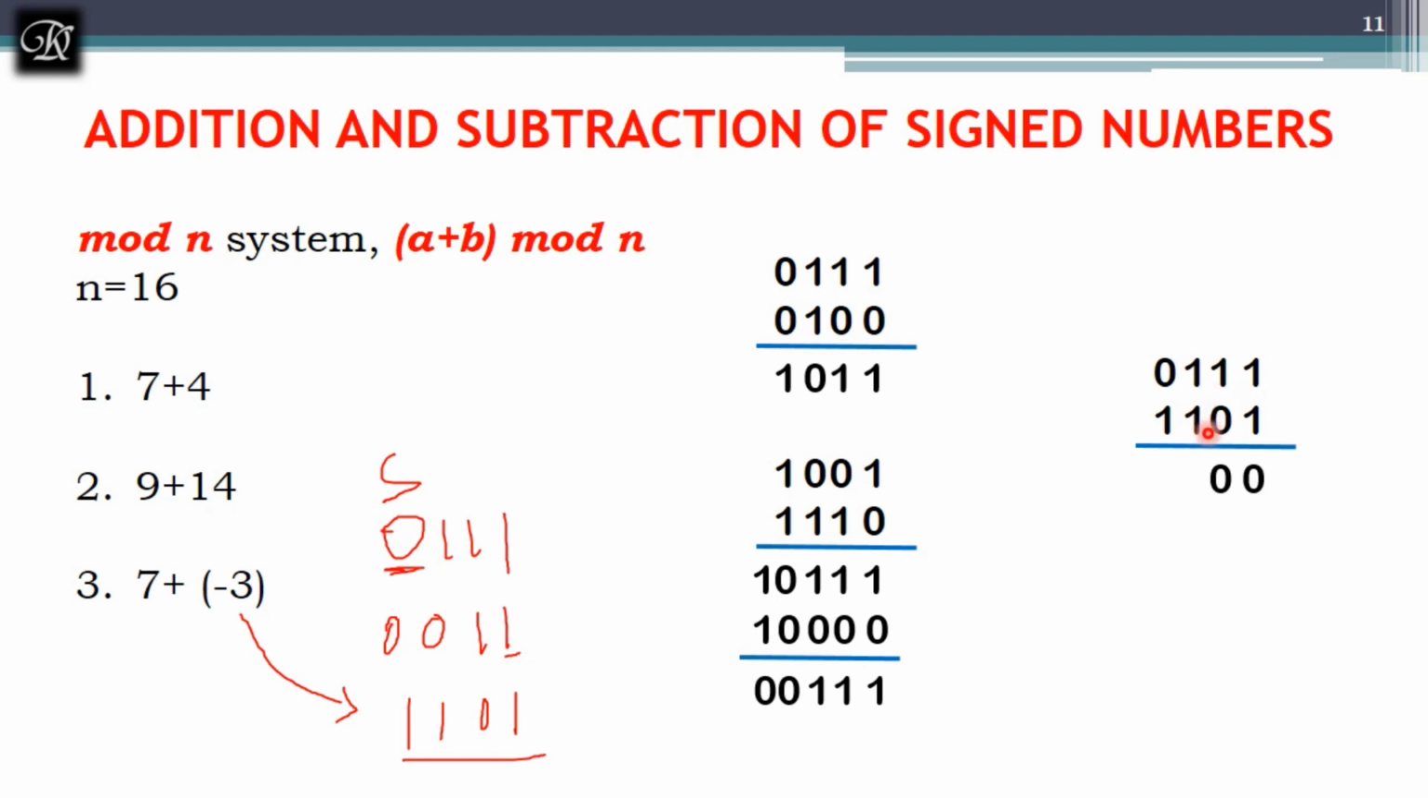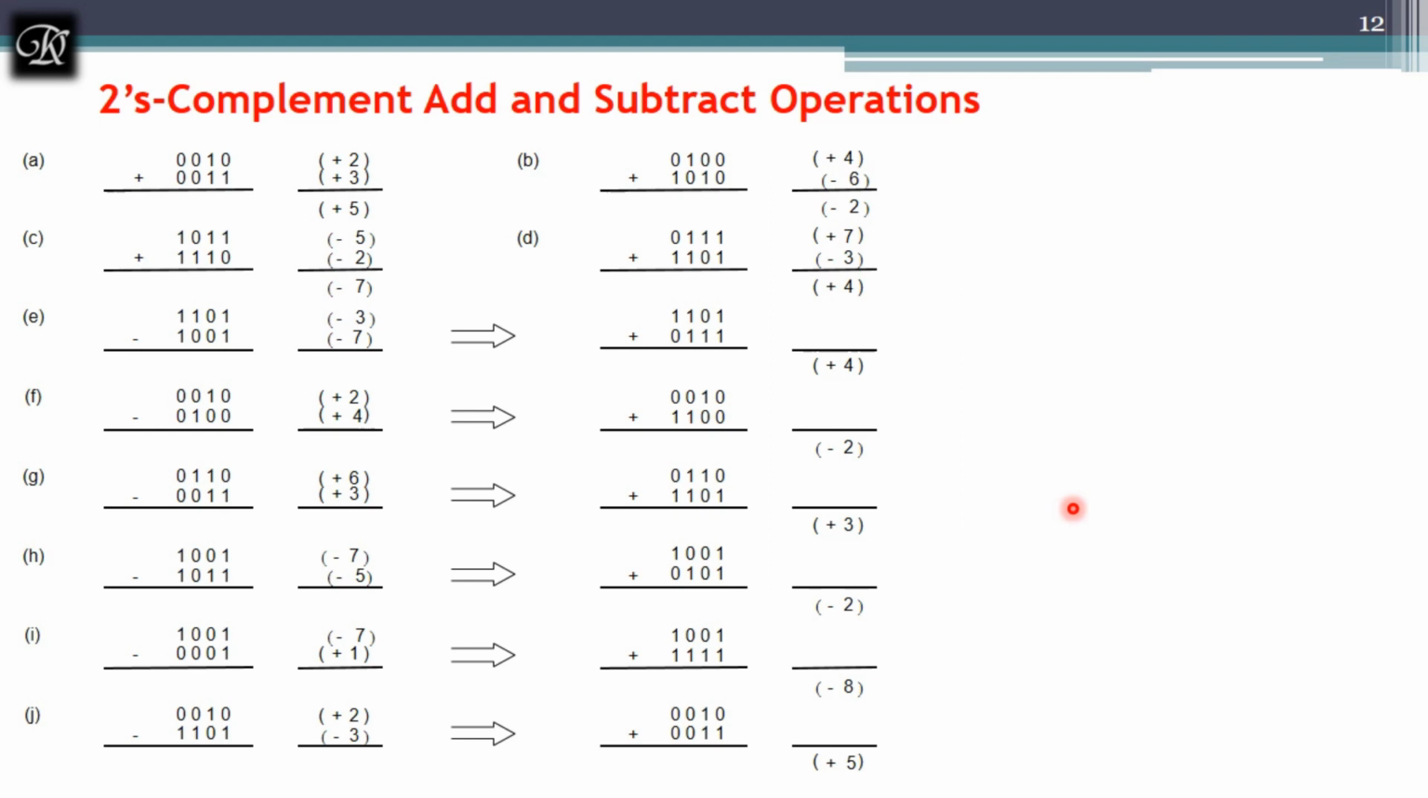Now 1 and 1 is 0, and 1 is added. Now the 1 will be written over here, and the carry of the previous goes to here, and 1 and 1 is 0 here, and the carry goes, that carry we are going to ignore.